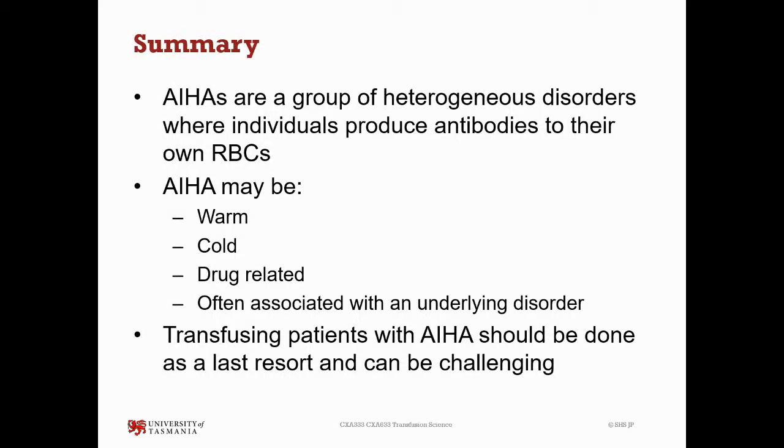Autoimmune hemolytic anemias are a group of heterogeneous disorders where individuals produce antibodies to their own red cells. They can be warm, cold, or drug-related. They're often associated with an underlying disorder, and we should only transfuse patients as a last resort because giving blood for them can be quite challenging.